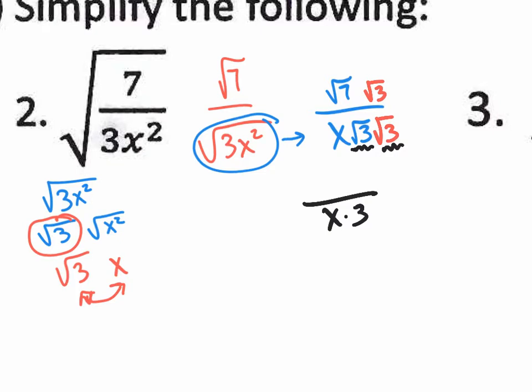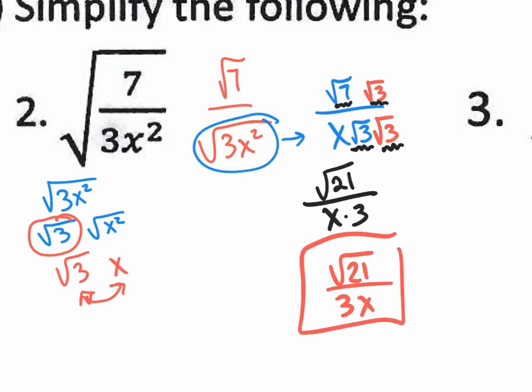Now up on top, you could actually multiply the square root of 7 times the square root of 3, put those together. You get the square root of 21. Now you can't do the square root of 21, you can't even break it down to simplify it, so that's about it. The only other thing you could do is write it with the 3 in front of the x. That'd be your best answer. The square root of 21 over 3x. That is the answer to number 2.